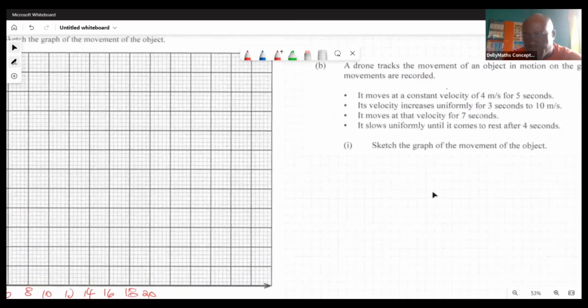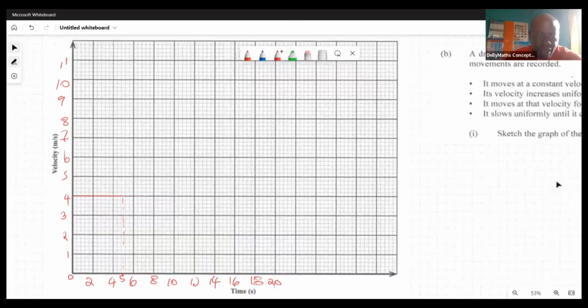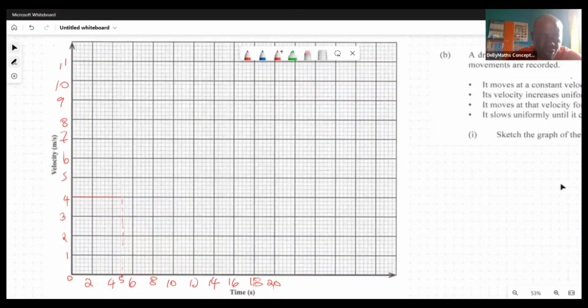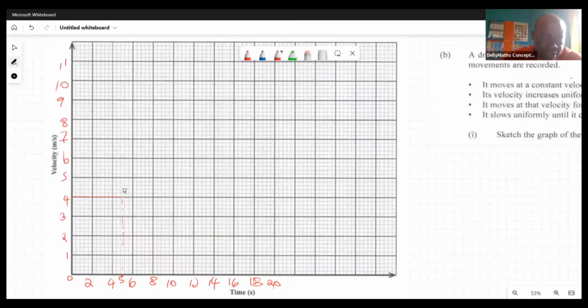Its velocity increased uniformly for 3 seconds until it reached 10 meters per second. All right, so 3. So we're talking about it's going to do that until it reaches 8. So it's going to be a straight line from here. And we're going to bring this to 10.